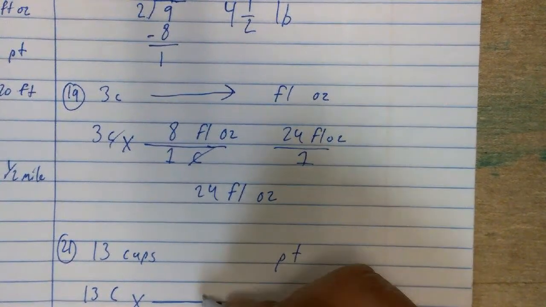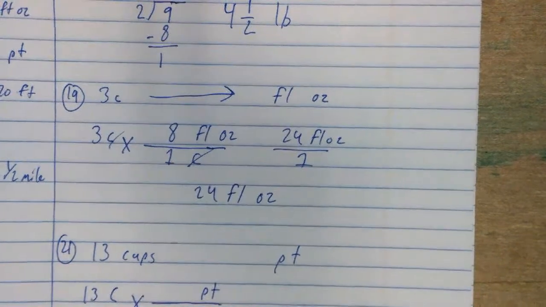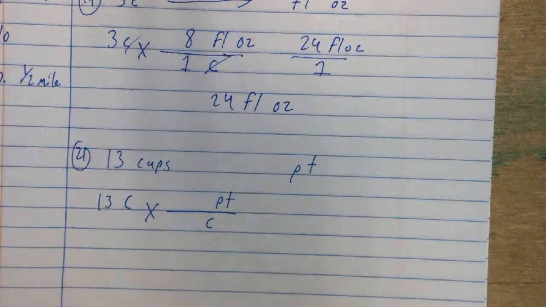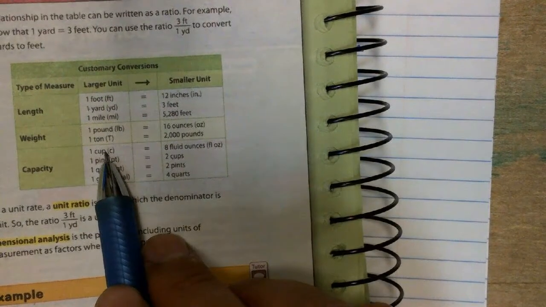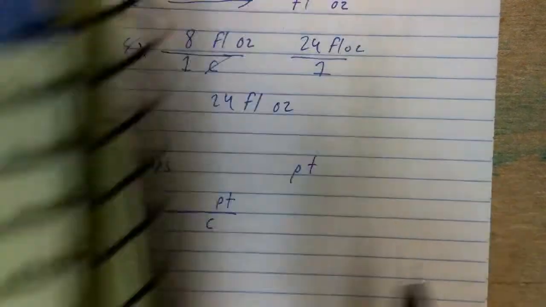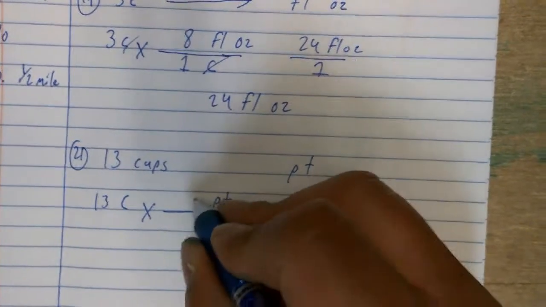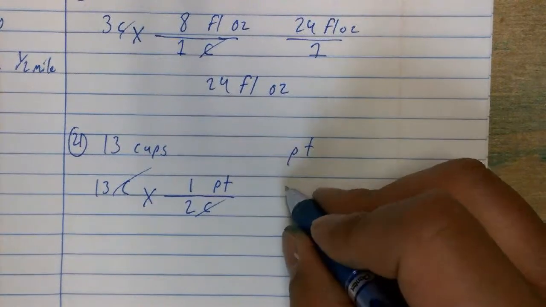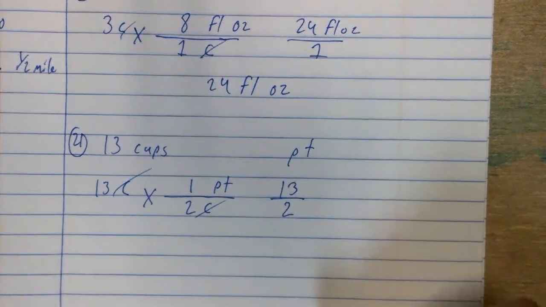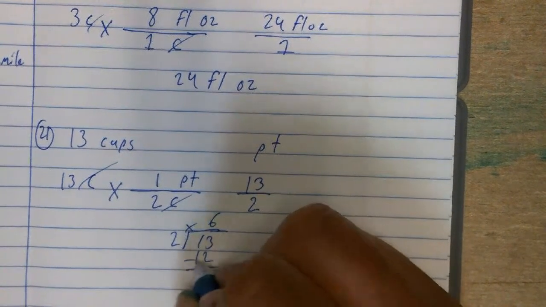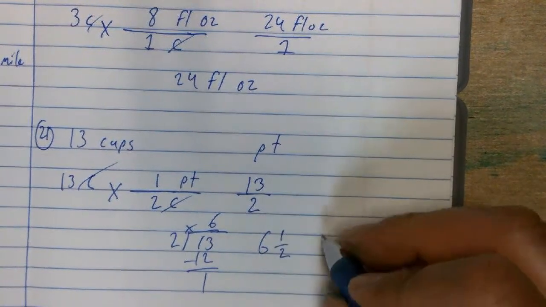We want to get rid of cups, but we want pints. Now, is there a thing in our chart that tells us what cups are equivalent to in terms of pints? Let's look at the chart again. Now it is a capacity issue. We're measuring volume. Cup to fluid ounce? Nope. Pint to cups. Yes, that's the one. 1 pint, 2 cups. So 1 pint, 2 cups. All right, we can do this. Cancel, cancel. 13 over 2. Bam. Just like that.